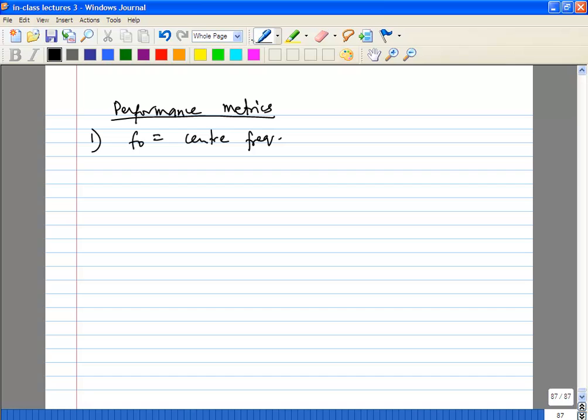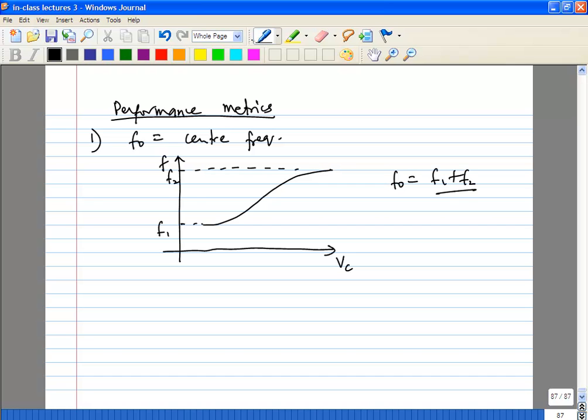Okay? So let's say remember that you are going to use some kind of DC control voltage to tune the oscillator. Okay, so let's say it has some frequency profile, something like that. So you want to be somewhere there. Okay, that's your center frequency of the oscillator.